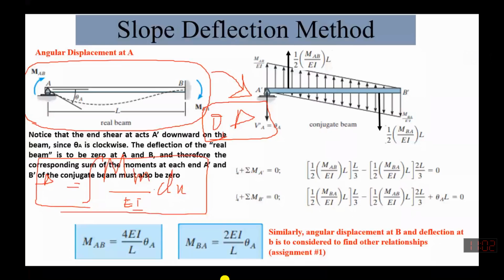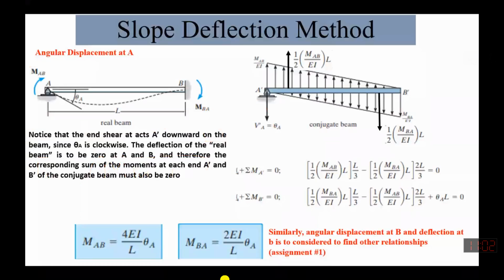Now, how can you find it? Wherever there is a fixed support, there is an imaginary beam. We assume that there is an imaginary beam with respect to the real beam. This is a real beam and this is a conjugate beam actually. Wherever we have a fixity in the real beam, it corresponds to a free end in the conjugate beam. It is a free end.